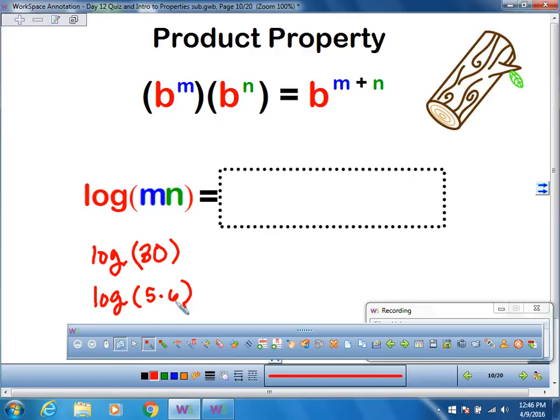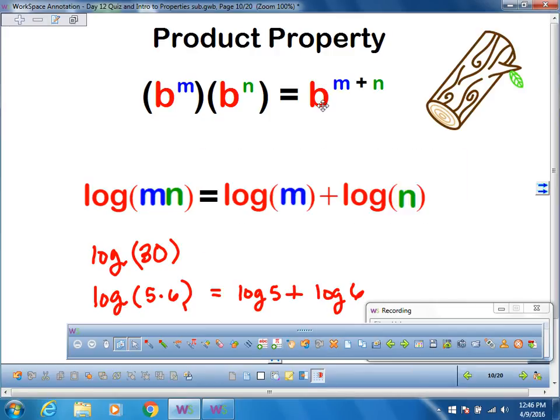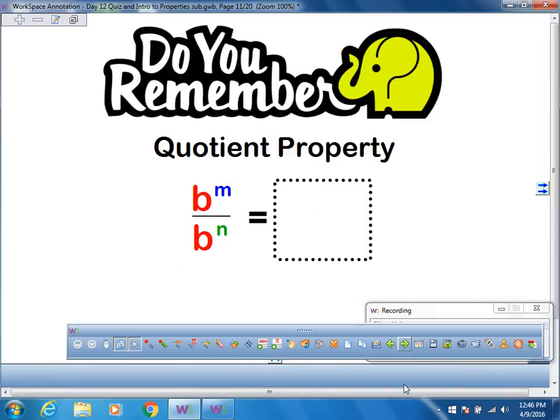Well, 5 times 6 can be rewritten, since multiplying means we can add exponents. Well, these are exponents. Logarithms are exponents. So we can rewrite this as log of 5 plus log of 6. And that's what this rule says right here. I can split them up, the m and the n. Let's look at another one.